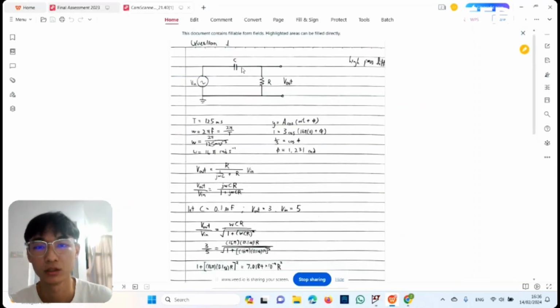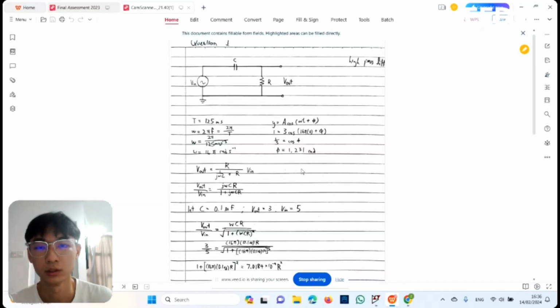First, I built a circuit with the capacitor and resistor, which is a high-pass filter. We know the formula for the omega frequency is 2 pi f, or equal to 2 pi over T. We substitute T into this formula, and we get omega equal to 16 pi radians per second. Now we need to find the phase difference for the output voltage. We use this formula y equal to A cos(wt plus phase difference), and we substitute y equal to 1 when t equal to 0, and we get the phase difference equal to 1.231 radians.